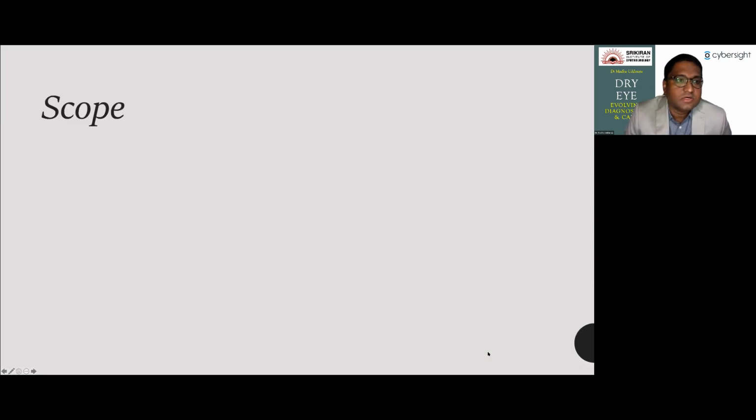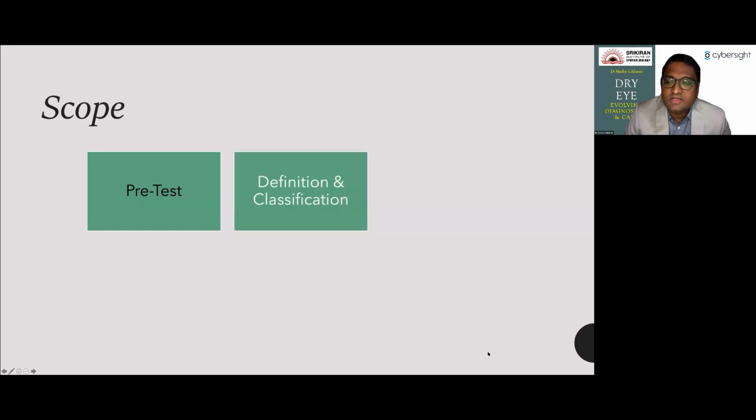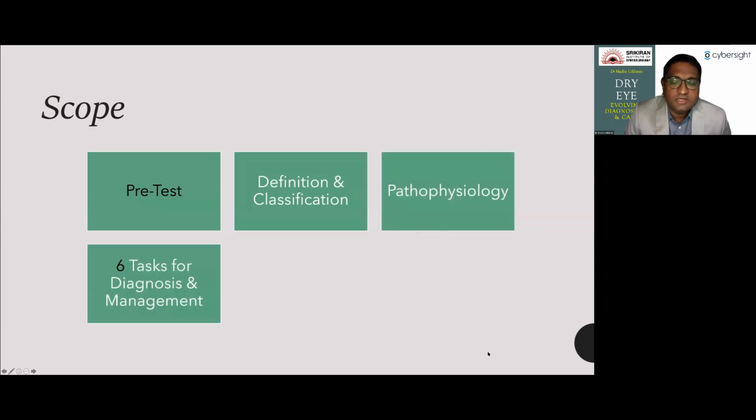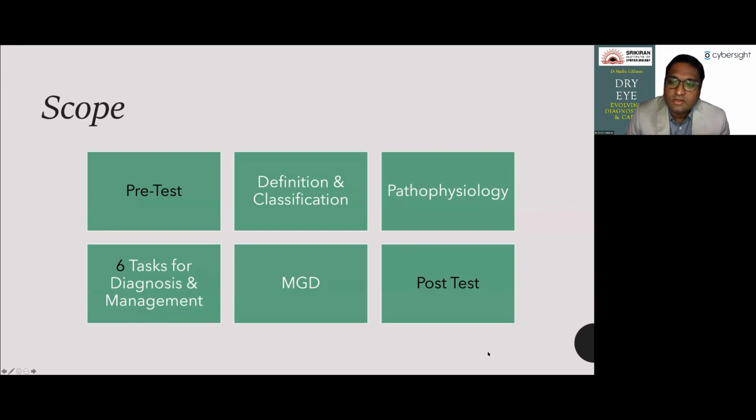So the scope of this talk would start with a pretest to test the existing knowledge you have on the field. Then I'll briefly touch upon the definition and classification. We'll see the pathophysiology. And I'll simplify the whole dry eye into 6 simple tasks for you so that you can easily diagnose and manage this condition. Finally, I'll touch upon in a deeper way meibomian gland disease, as most of the participants have asked me to stress upon this disease more, which is part of this dry eye disease. And finally, we'll end it with a post-test and answer a few questions that the registered delegates have already put in before we go in for the live delegates.